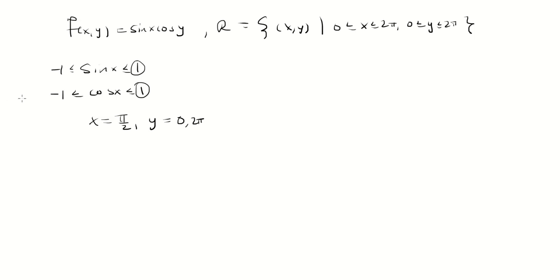And so to find the minimum value, that's going to be negative 1 for sine and negative 1 for cosine. Well, sine is negative 1 at x equals 3π/2, and cosine is equal to negative 1 at π.